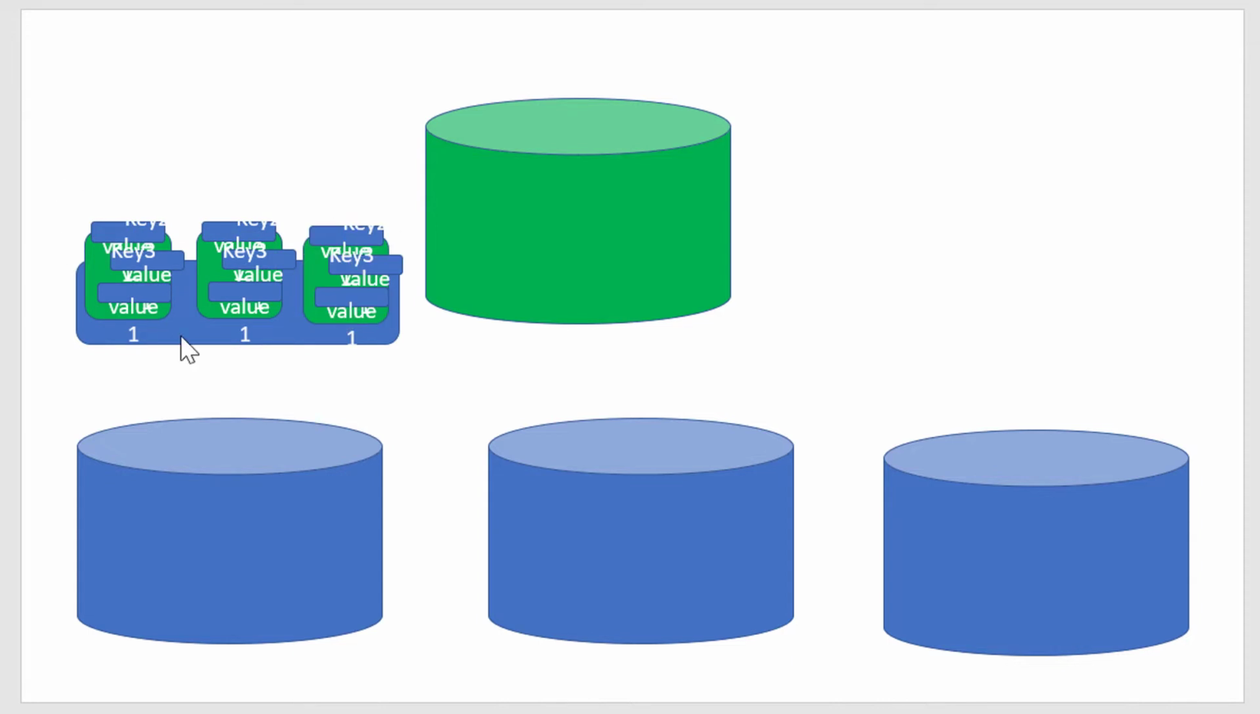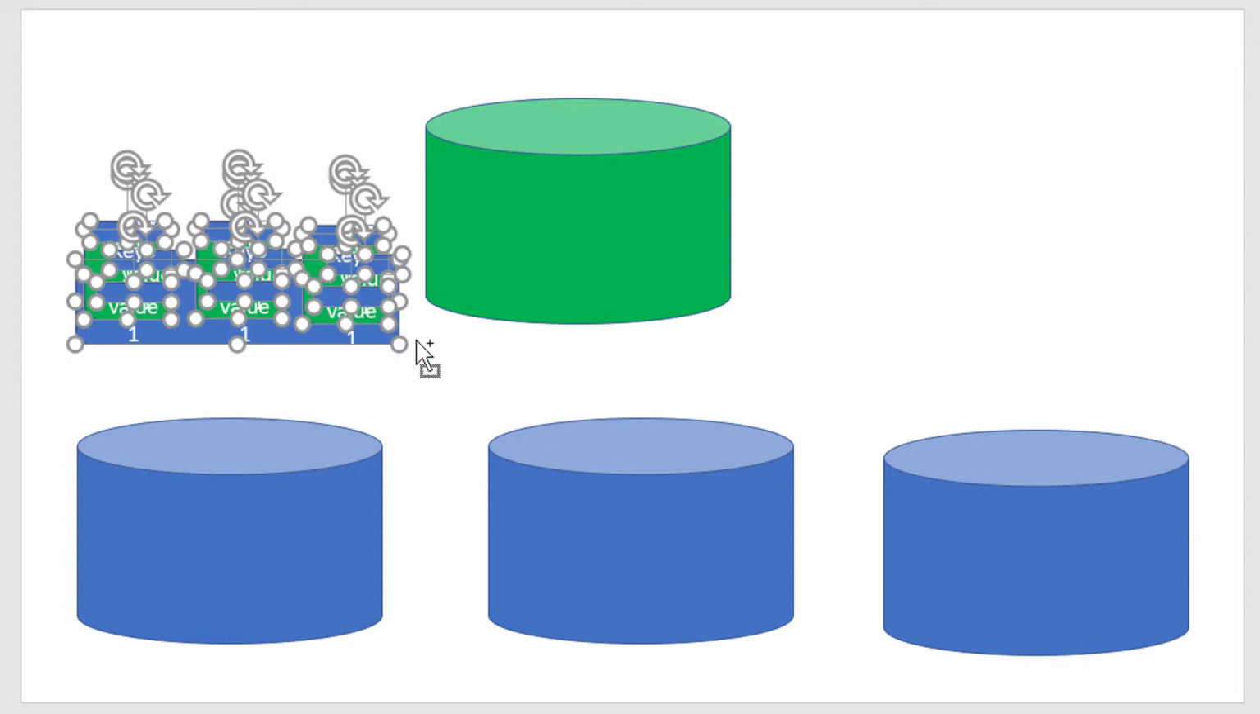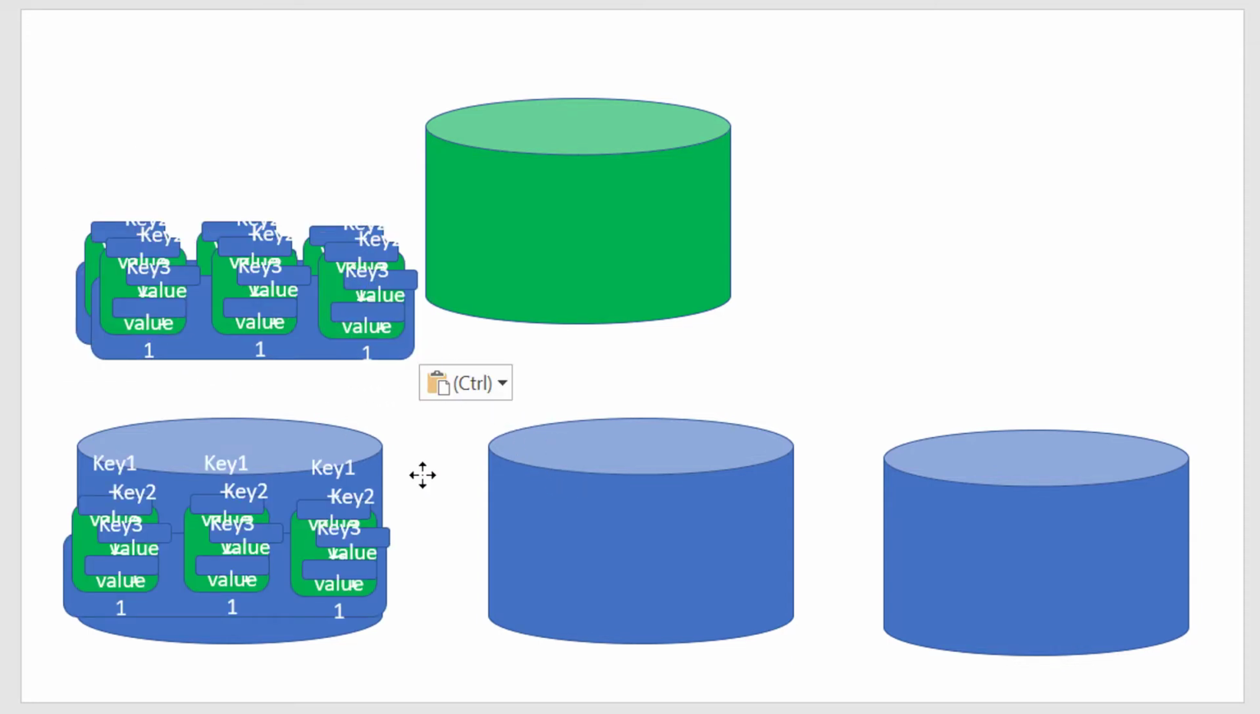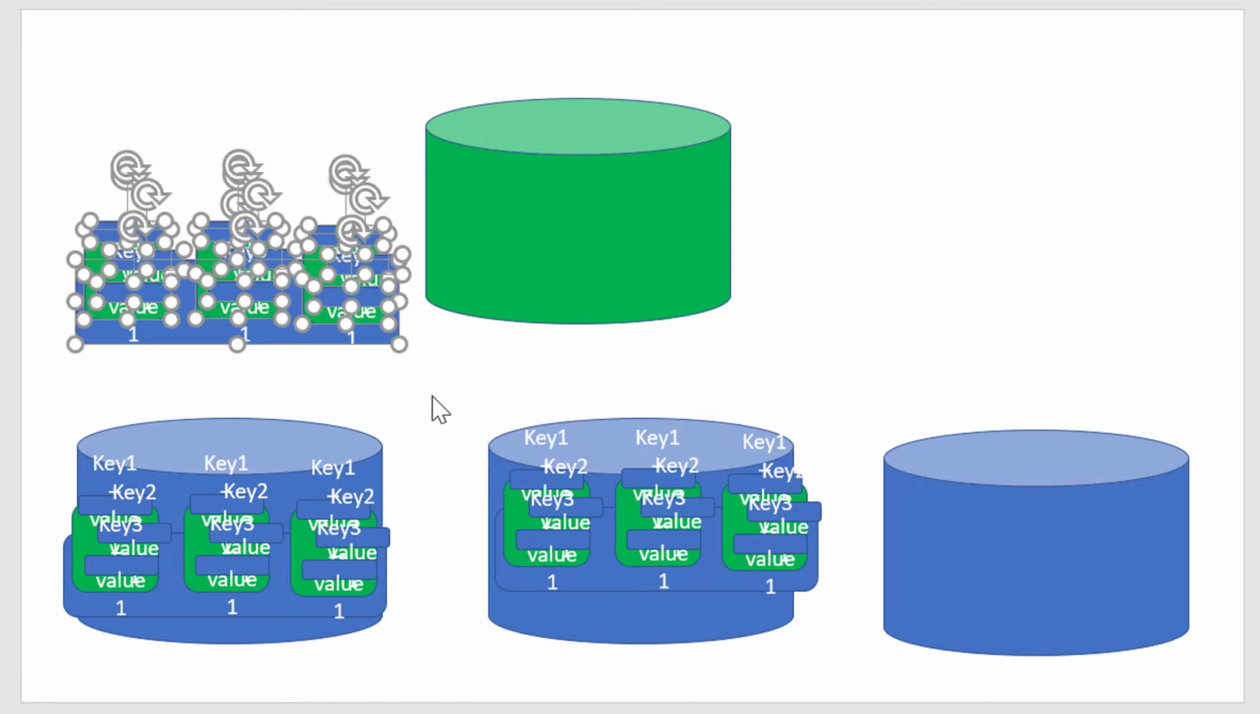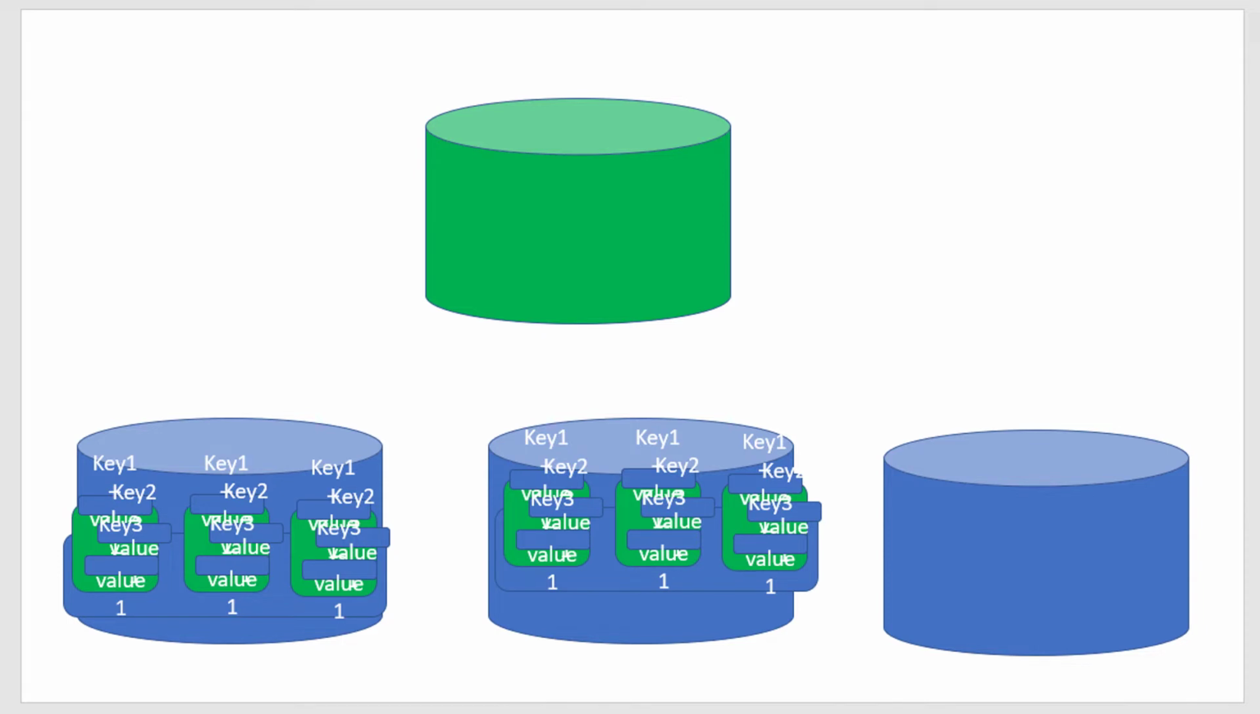Let's assume this is a record. The entire record will be available in one system. The same way, I may have another record available in another system. And the master machine will be coordinating on what record is available in which system.